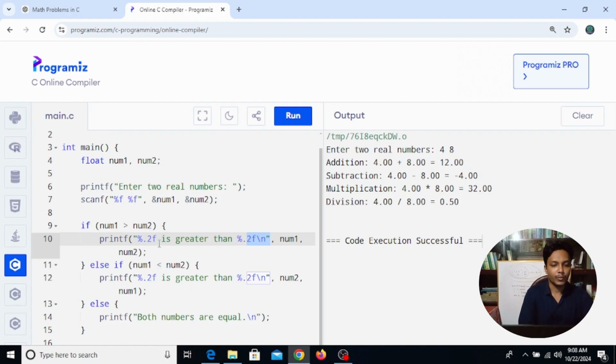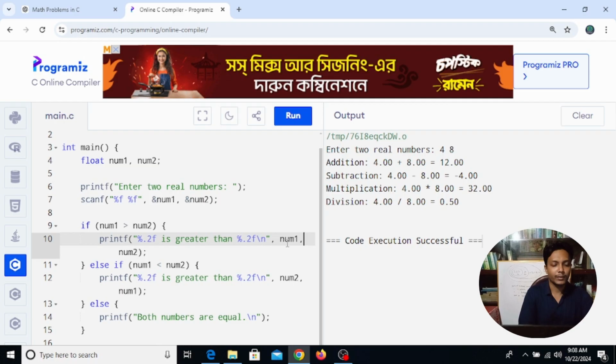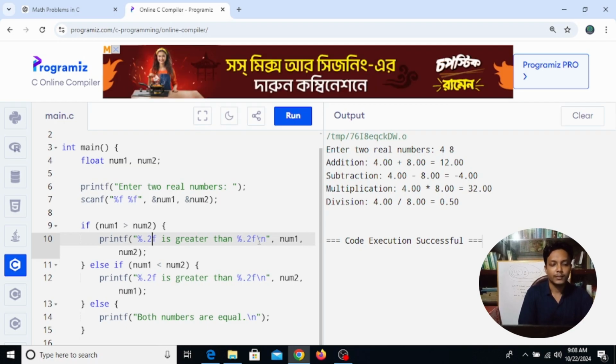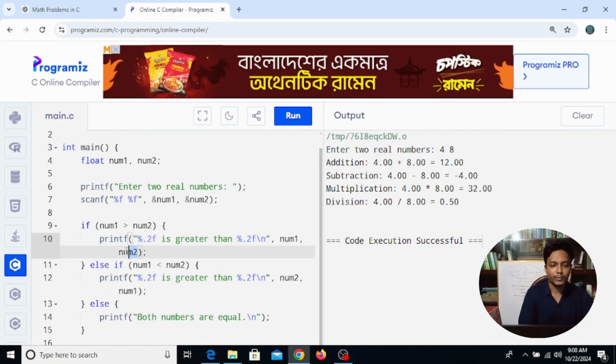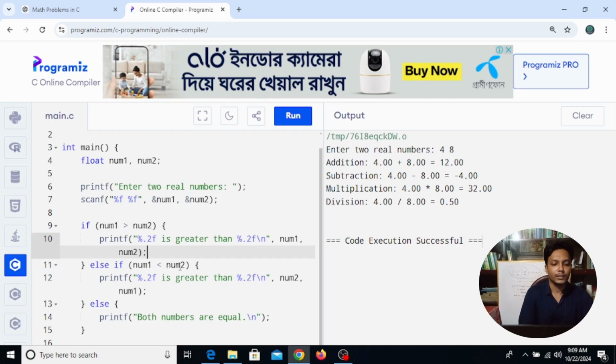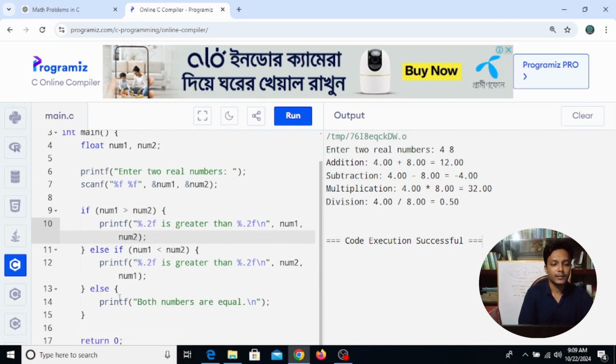So number 1 will be printed for this one, because we put number 1 first. Whatever number you give as number 1, it will be printed as number 1 is greater than number 2. Else if number 1 is less than number 2, then it will print that. Else there can be another scenario, that both numbers are equal.